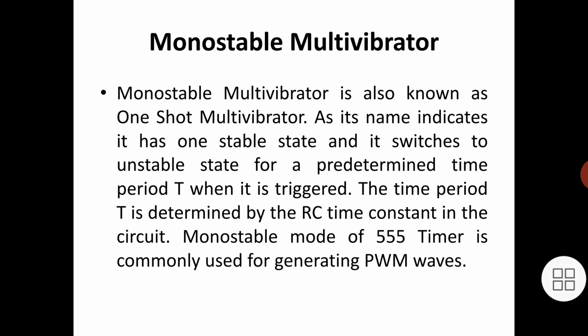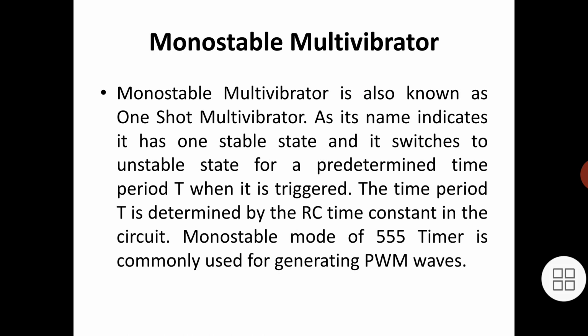Monostable mode of 555 timer is commonly used for generating PWM waves. Monostable multivibrator has one stable state and one quasi-stable state. It is also known as mono-shot or one-shot multivibrator or univibrator. It remains in its stable state until an input pulse triggers it into its quasi-stable state. It stays in quasi-stable state for a time duration determined by an RC timing circuit.